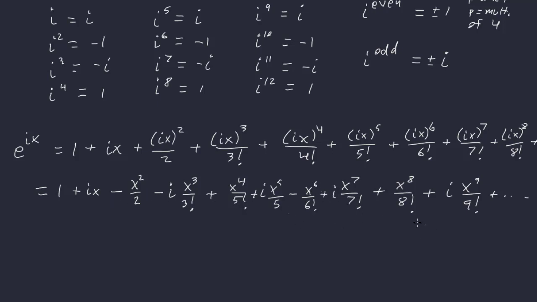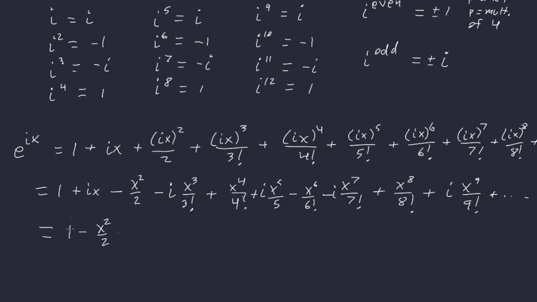Sorry about that. Okay, so we get plus plus minus minus plus plus minus, and yeah, sorry, that's minus i, not plus i, minus minus plus plus, then we'll get minus minus plus plus. I'm going to shift everything so I have the non-i pieces together and the i pieces together. So this will be 1 minus x squared over 2. God, I'm really messing this up today, aren't I?